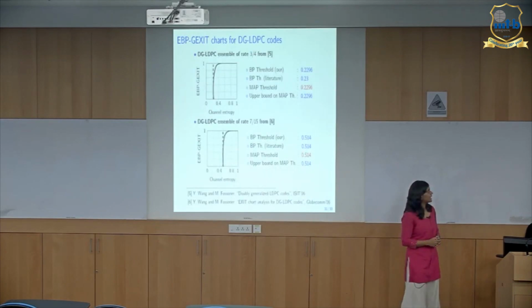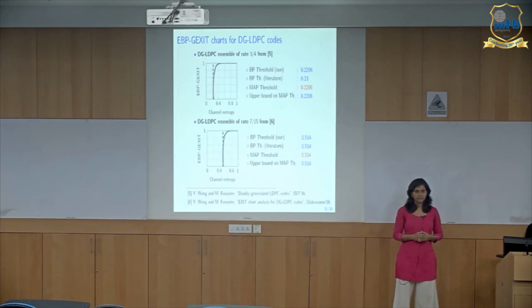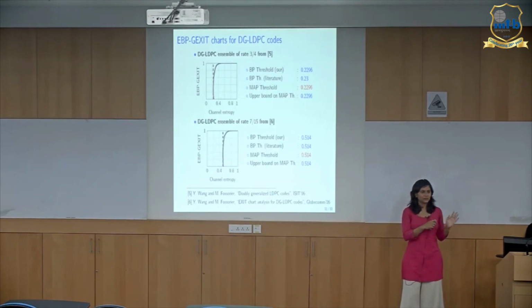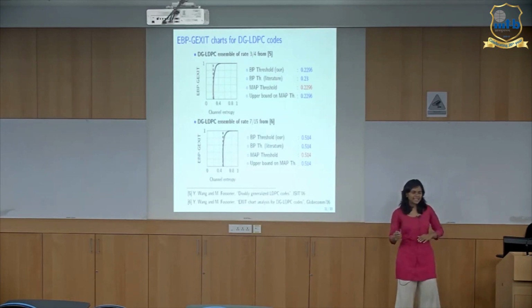Then in the next slide I have EBP exit charts for some doubly generalized LDPC codes. I just want to stress that these codes are very complex in structure, and using the exact method it is impossible to find the EBP exit chart, but our approximation allows it.